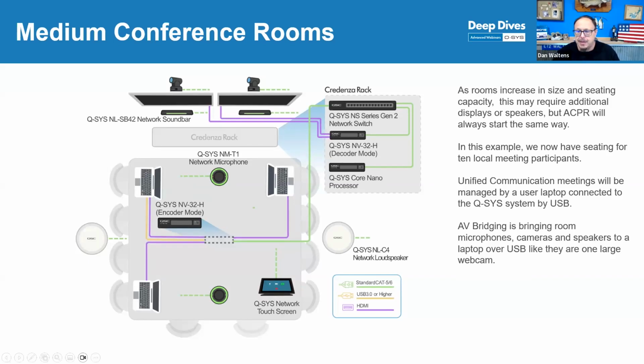Unified communication managed by a user laptop connected to the Q-SYS via USB. We'll use a Q-SYS NS series switch, 4 nano, 2 NC series PTZ cameras, and 2 Q-SYS NMT1 mics. The NC cameras can both either act as primary and secondary, or they can both be primary. Just kind of play with your room and see what works the best there.